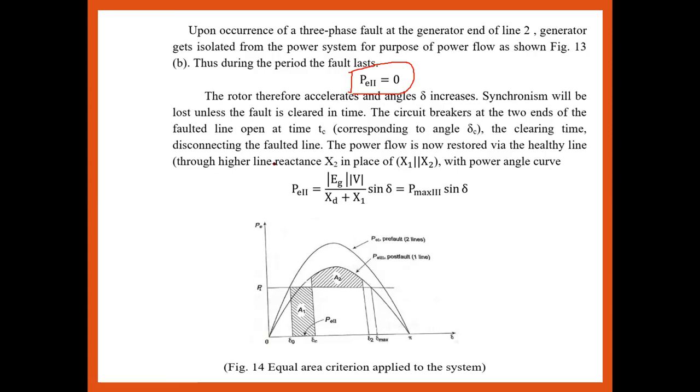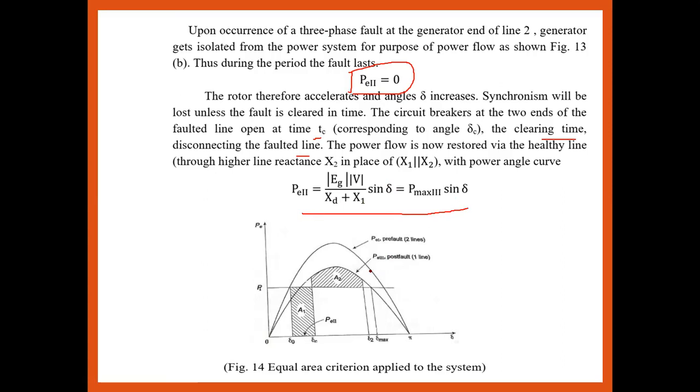within the time, so that the circuit breaker at the board end should open at the time of TC, the critical clearing time. It disconnects the faulted line, and the power flow is now restored by the healthy section, that is the X2 reactance in place of X1 plus X2. So that's PE2 under this condition, that is EG multiplied by V upon XD plus X1 sin of del, that is Pmax 3 sin of del.